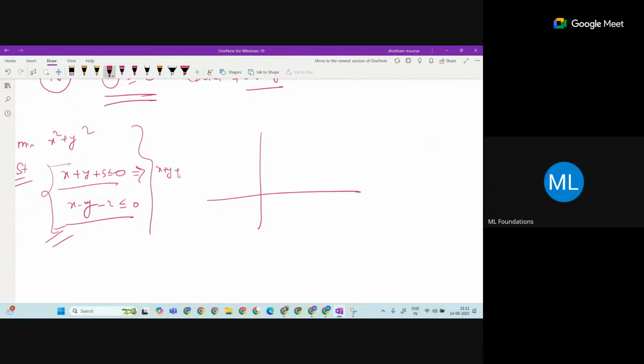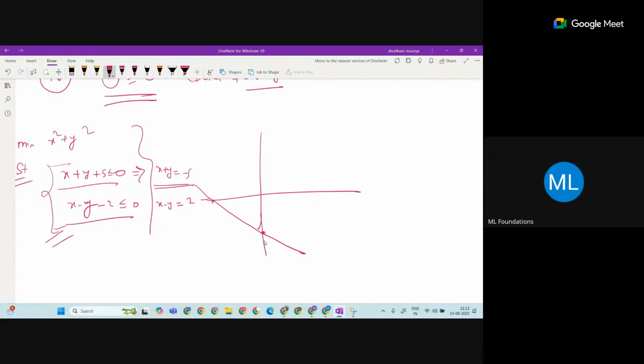In this case, this is x plus y equal to -5, and x minus y is equal to 2. So you can draw these two lines. If you draw the first line, both are intersecting at the below side, so the negative side. So let's say here it is, or maybe it is more here. Let's say here this is -5.